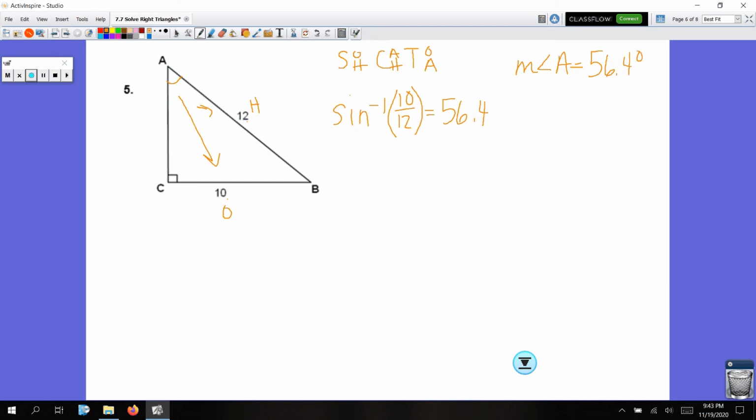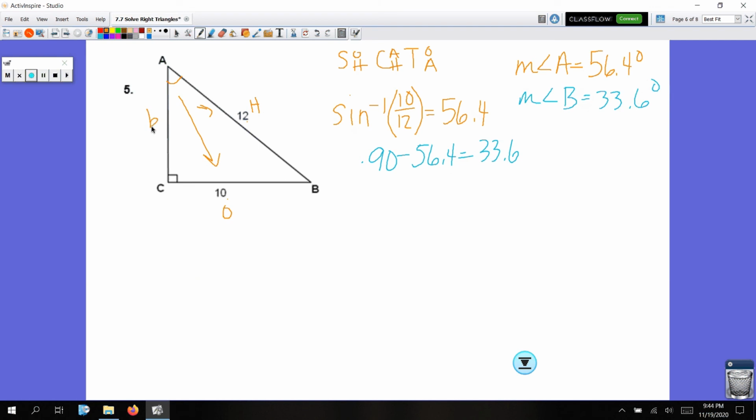Right? The measure of angle B is just a simple subtraction away. That's nothing we can't handle, right? The measure of angle B is nothing more than 90 minus 56.4 degrees. It gives us 33.6. And now we just are missing a side, right? Let's just call this side little b, right?